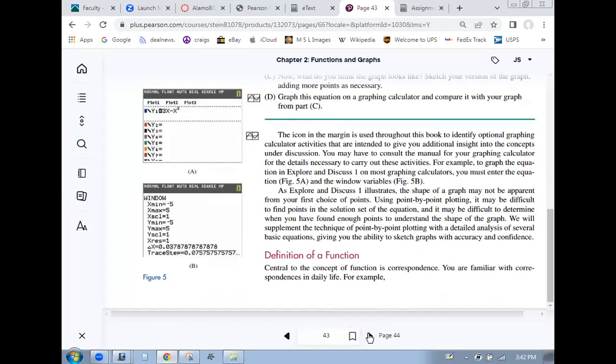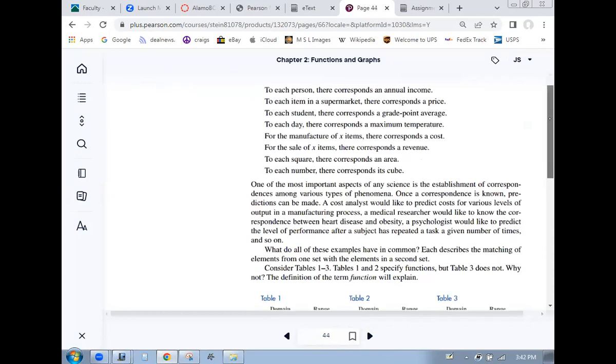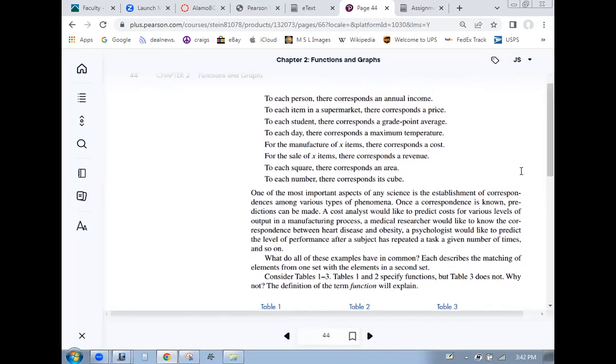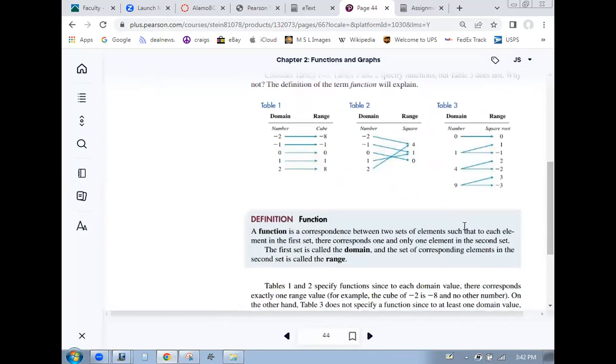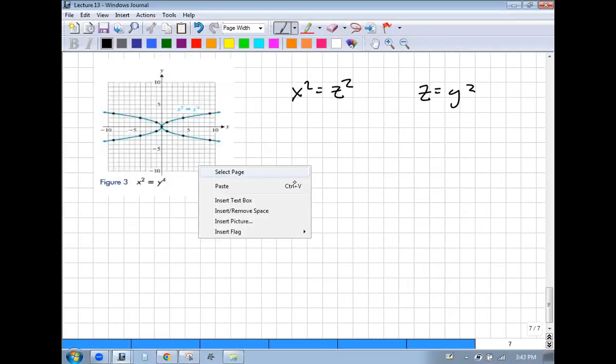Definition of a function: one number in, only one number can come out. That's the definition of a function. If you look at these, here are tables. These are mathematical relations. Which ones are functions?